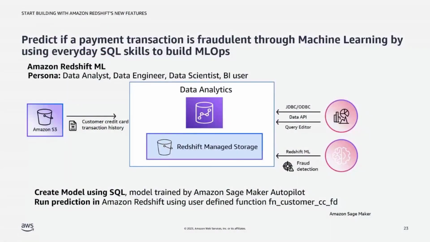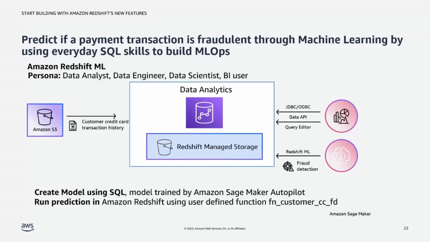We have the historical data. Now let's consider this use case where the customer wants to simplify their ML ops pipeline using simple SQL. The outcome of this is to run prediction within Amazon Redshift. For this particular use case, we will use Amazon Redshift ML feature. Amazon Redshift ML integrates with SageMaker Autopilot.